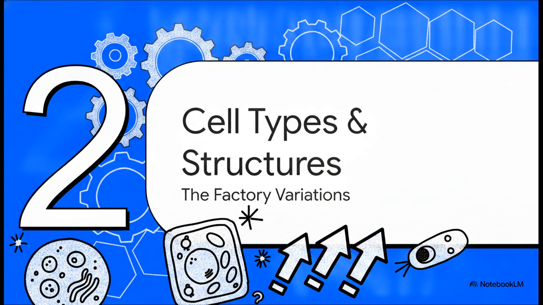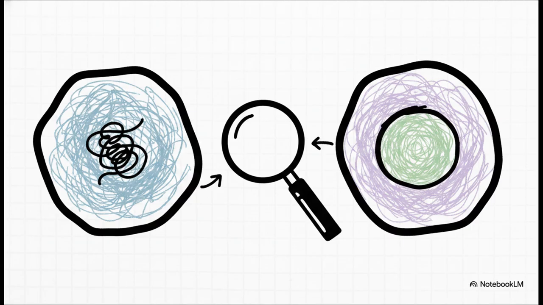Moving right along to Section 2, cell types and structures, the factory variations. Now here is a massive tip for your exams. The easiest way to categorize these cells is to break down the actual words. When you see the word prokaryotic, just remember that pro means primitive and karyon means nucleus. So prokaryotic cells have a primitive nucleus. On the flip side, eu means true. Therefore, eukaryotic cells contain a true, well-defined nucleus. Breaking down the scientific vocabulary like a code makes it so much easier to remember.